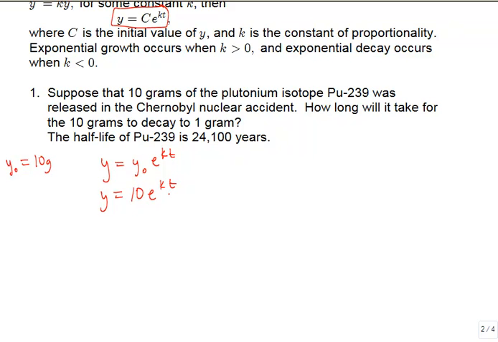So this additional information that we need is going to be this half-life. We need to know a time and an amount that go together so that we can plug in a t and a y and solve for k. So that's what this half-life tells us. Half-life means the amount of time that needs to pass in order for you to have half as much of your amount left over. So if we're starting with 10, then in 24,100 years, we will have 5 grams left. So the 5 grams is your y, your amount. And your time is this 24,100.